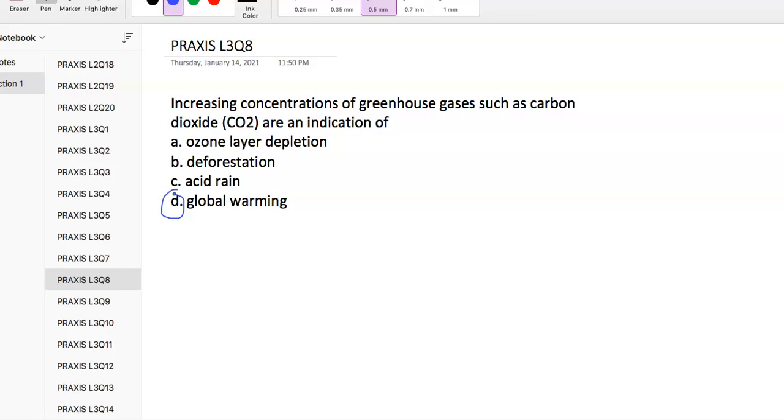Global warming and climate change, these are terms for the observed century scale rise in the average temperature of the Earth's climate system and its related effects. Global warming is mostly being caused by human activities, mainly increasing concentration of greenhouse gases, such as carbon dioxide.